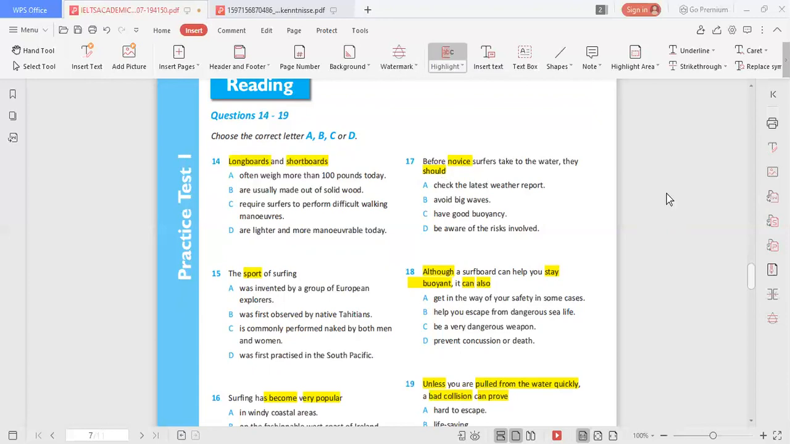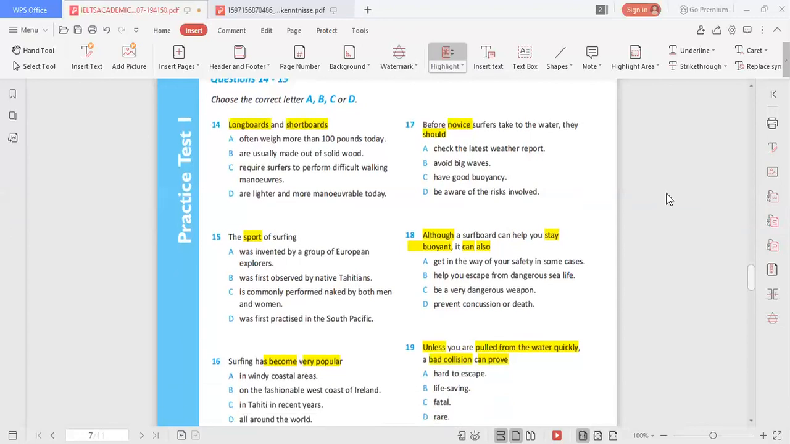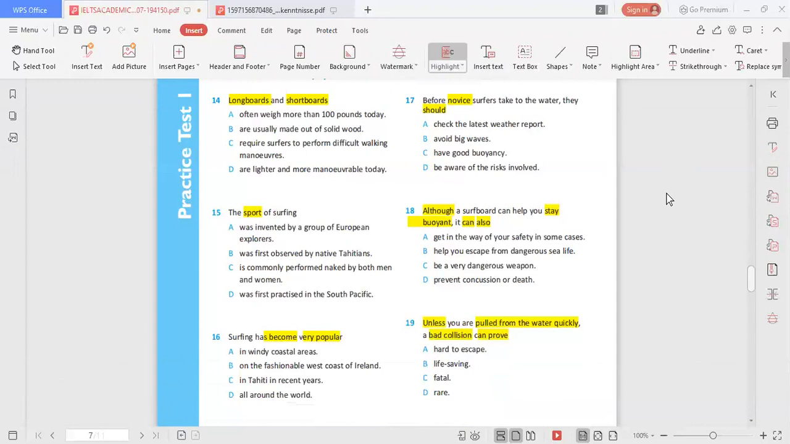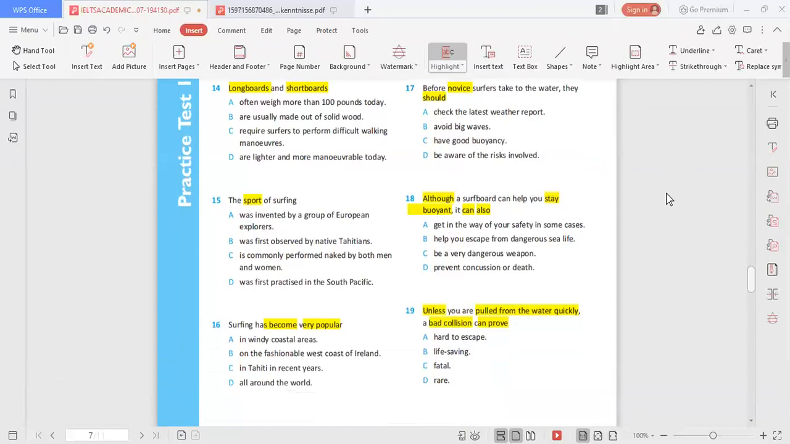So modal verbs: should, can, could, must, would, may, might, need to. These are all modal verbs, and they are always keywords because in the text they are reformulated in another form.